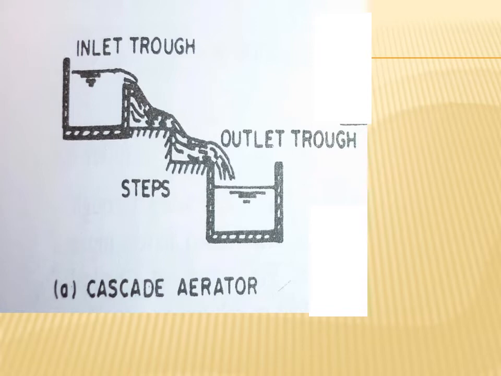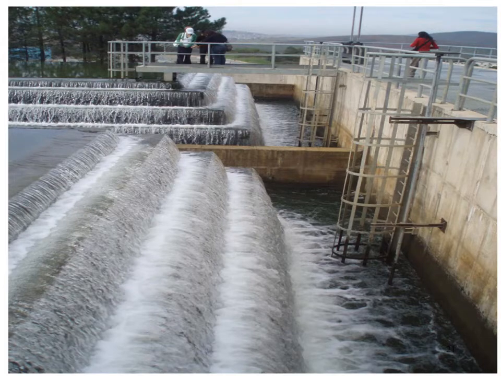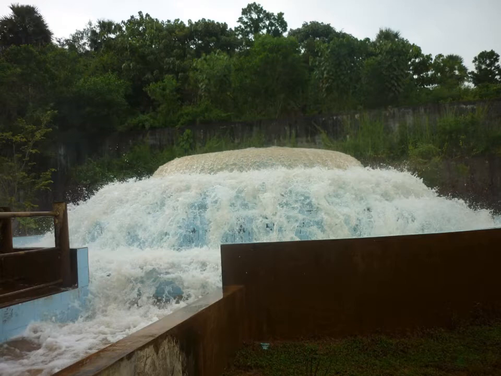We can see that this is one tray. This is the inlet trough. There is a cascade, meaning a step is constructed here. The water is coming through this, then we collect it in the outlet tank. This is the inlet portion. Water comes through these steps, and we are collecting it in this tank. These all are cascade type, that is only gravity, with a step portion.